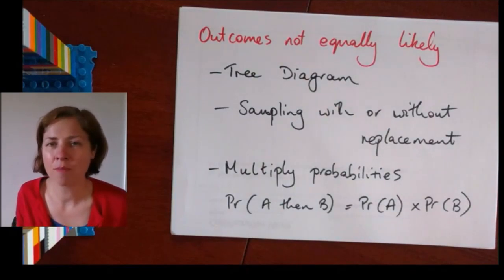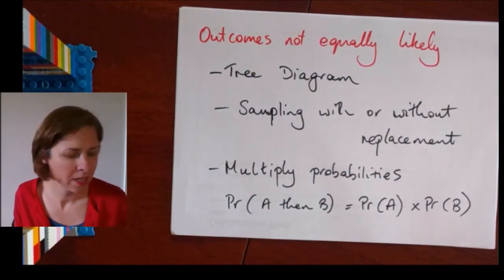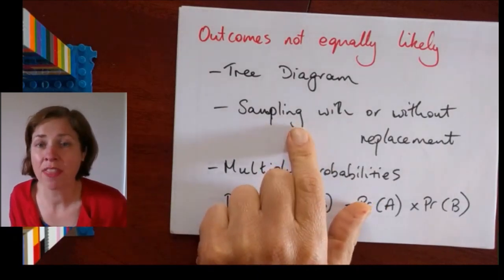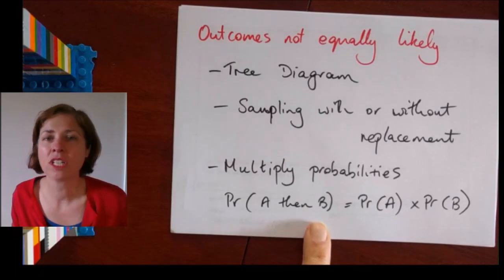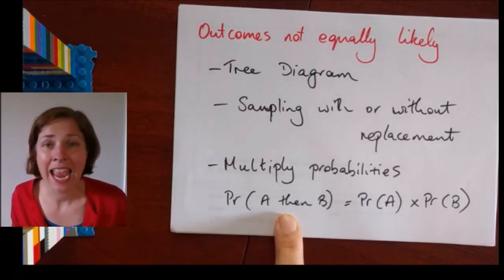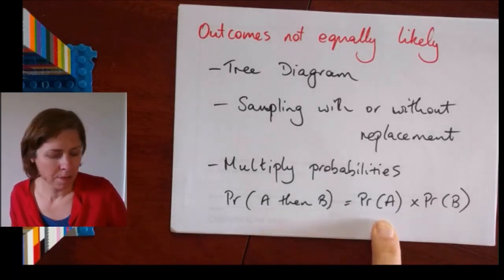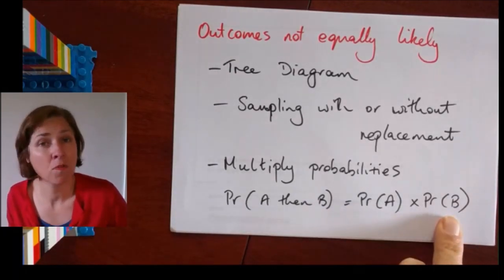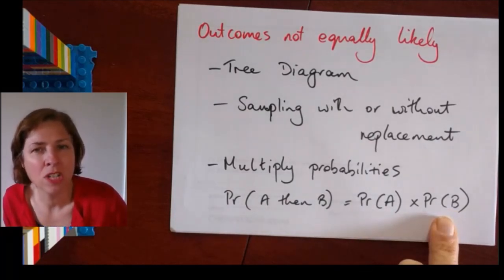If my outcomes are not equally likely, I'm definitely going to use a tree diagram. I have to pay attention to whether I've got sampling with or without replacement, and I'm going to multiply my probabilities. So probability of A and then B is the probability of A happening multiplied by the probability of B happening, but remembering that the probability of B might look different if it's sampling without replacement.